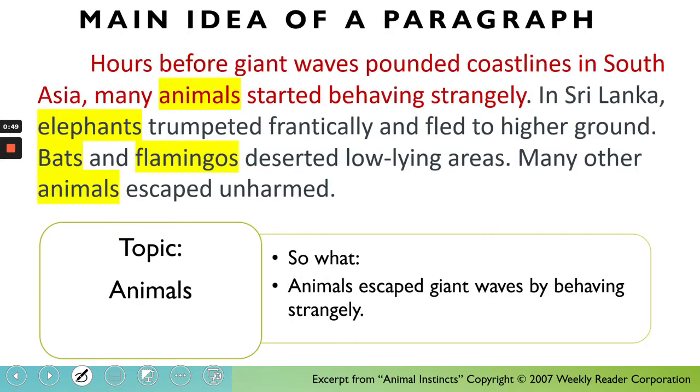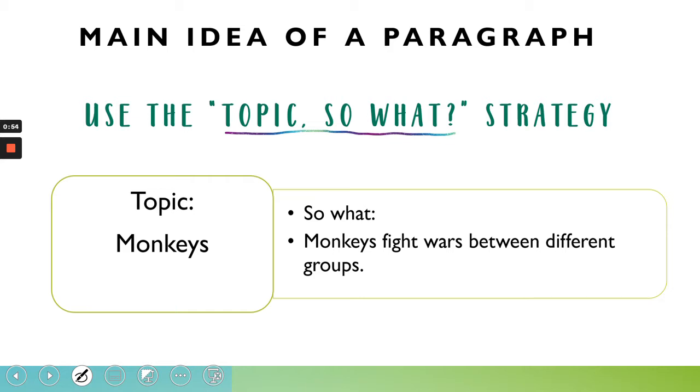So let's jump ahead to talking about the main idea of a paragraph. Last time we met, we talked about finding the main idea of a paragraph by asking ourselves, what's the topic? And then so what? For this example, a topic could be monkeys, and we could say, so what? Well, the article's big idea is that monkeys fight wars between different groups. Oh, okay, so my main idea isn't monkeys. Monkeys is a topic. My main idea is monkeys fight wars between different groups.